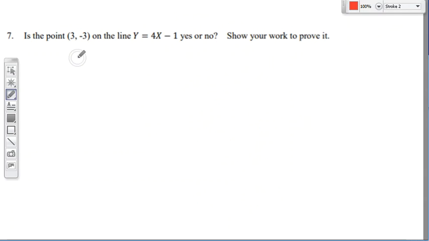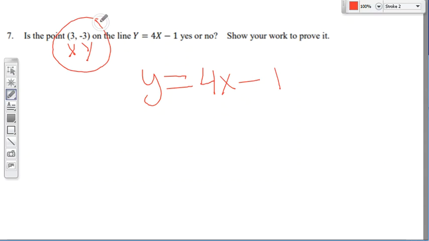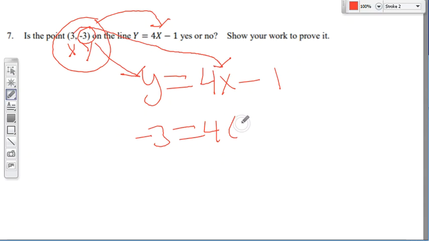Okay, if you plug the point in and it does not make the equation true, then you would say no, the point is not on the line. Let's go ahead and try another one of these. We're going to take the equation y equals 4x minus 1. We want to know if this point is on this line. So we plug negative 3 in for the y. We plug 3 in for the x. So we're going to have negative 3 equals 4 times 3 minus 1.